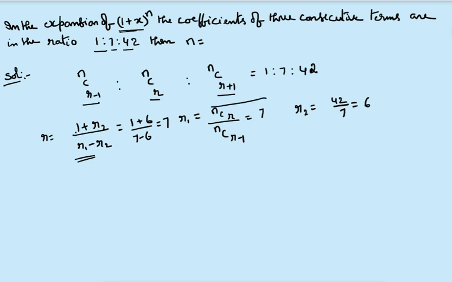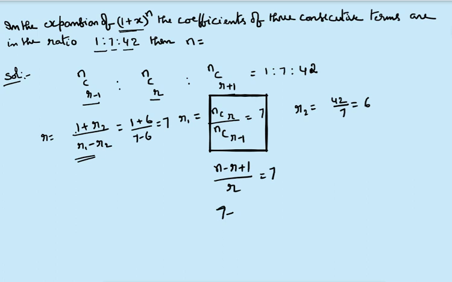Now nCr divided by nCr minus 1 is equal to 7. So we know (n minus r plus 1) divided by r is equal to 7. Now the r value we already got, 7. So n minus 7 plus 1, divided by 7, that is equal to 7, so n minus 6 is equal to 49. Therefore we are getting the value of n is equal to 55.